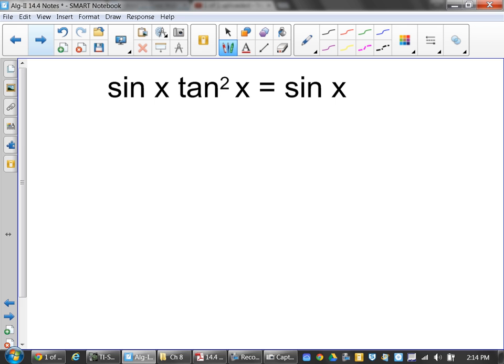What's happening here is, notice that it says sine of x times tangent squared x equals sine of x. The easy way to get rid of a sine is just divide it. You divide both sides by it. That's just using algebra. Sine over sine is 1. So now you have the tangent squared of x is 1. How do you undo squaring?